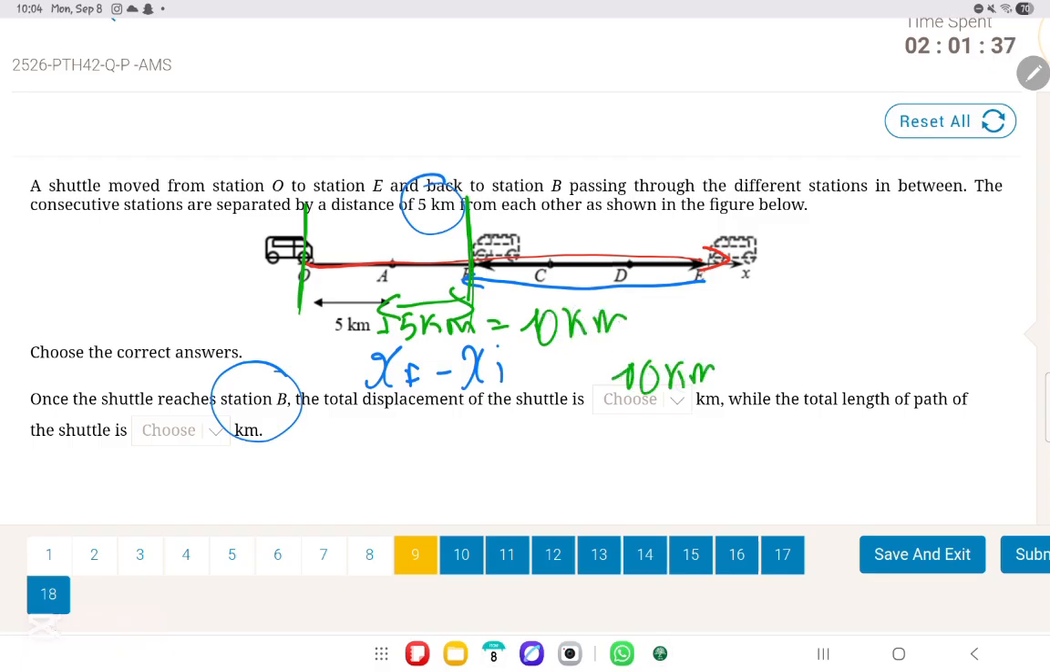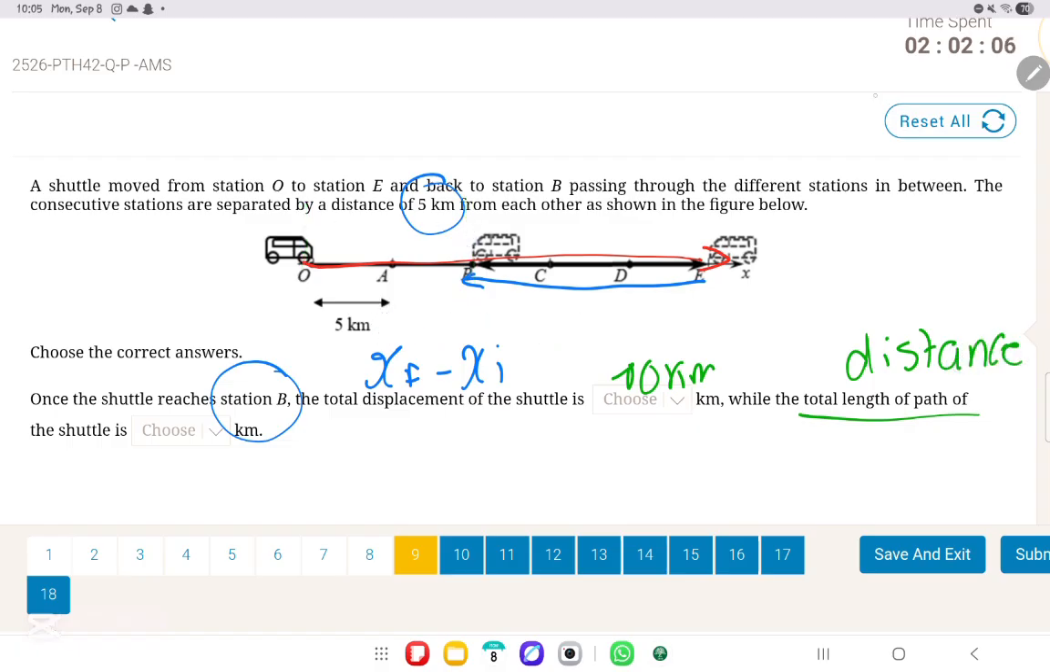While the total length of path of the shuttle, when they say total length, they mean in this case the distance. Now, what is the distance covered by the shuttle? In this case, the shuttle starts from O, then it goes to A, that's 5 kilometers, plus another 5 kilometers, that's 10, plus another 5, and another 5, and another 5. Now, how many did come here? 1, 2, 3, 4, and 5. So in total, from left to right, it moved 25 kilometers.